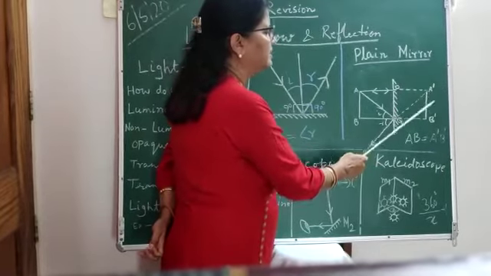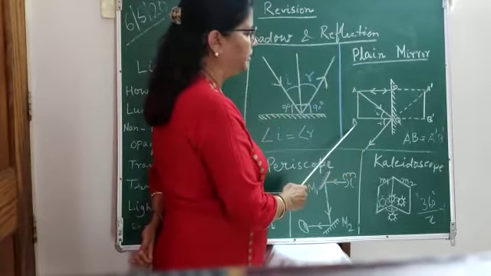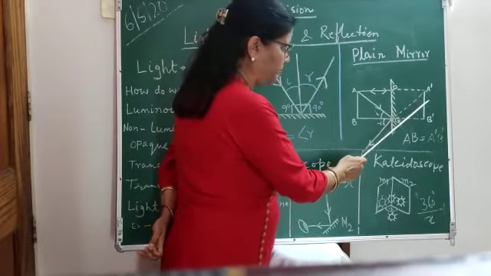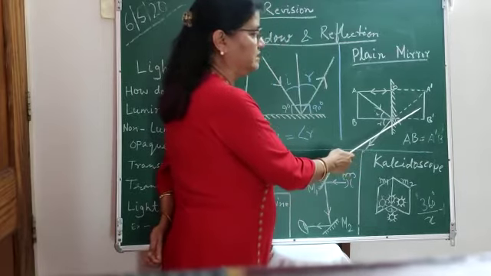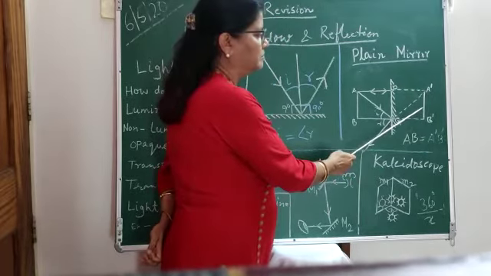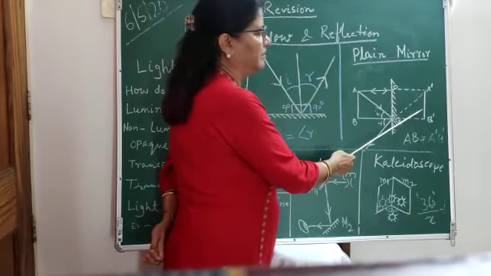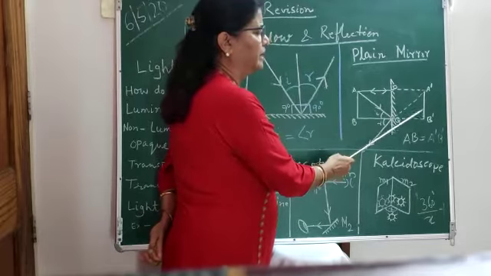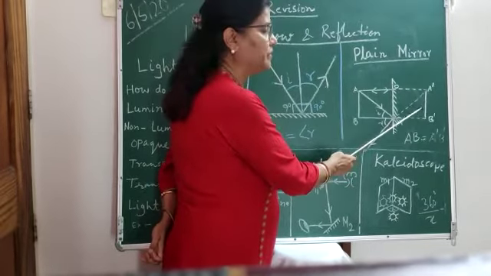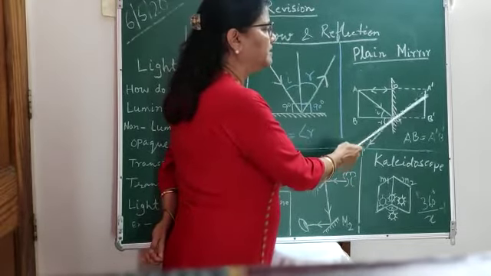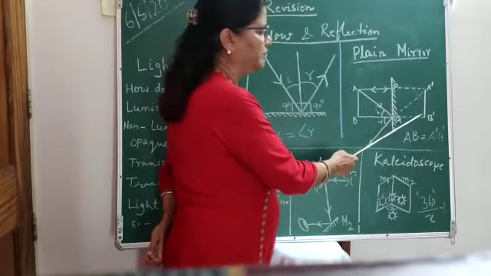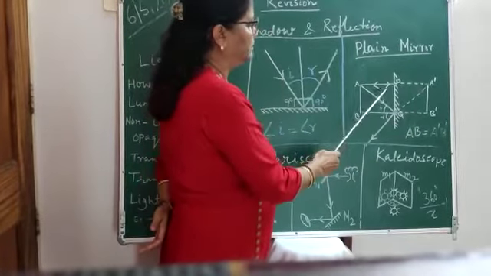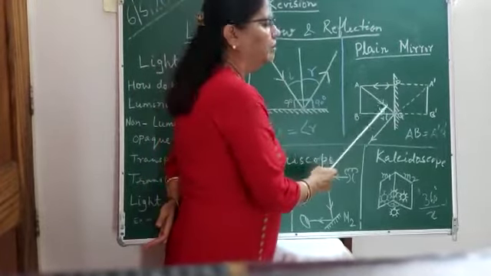So A dash B dash is the image of AB, which is of the same height, but it is virtual. It doesn't take place in a real sense. It appears to be formed, but it is not really formed, because there is no screen. For a real image to be formed, a screen is required. So in a plane mirror, this way the image is formed.